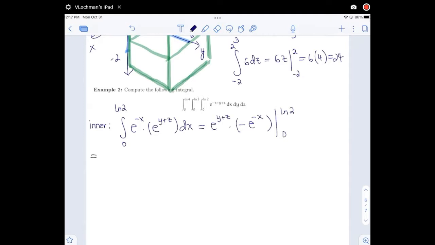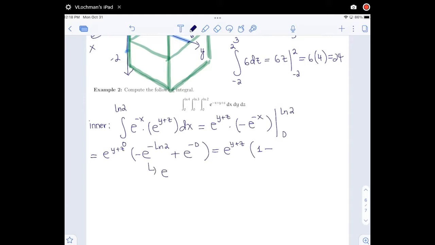Okay, let's compute this. My constant doesn't go anywhere. And here I get negative e to the negative natural log of 2 plus e to the negative 0. So what do we get here? E to the negative 0, that's 1. And what do I get here? Let's take a look. So this is minus what?